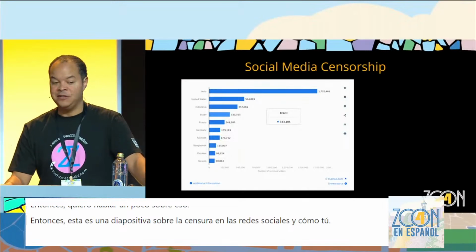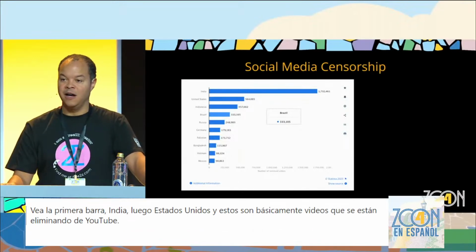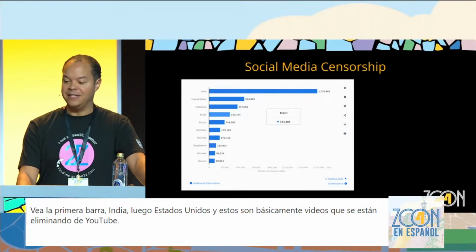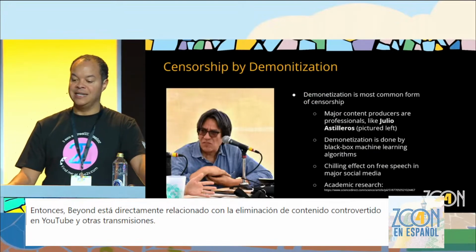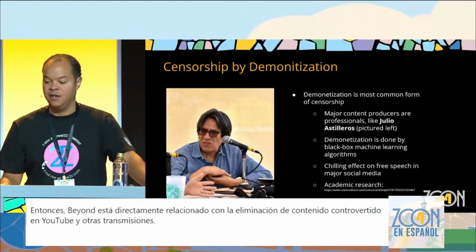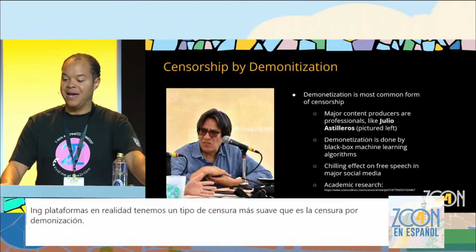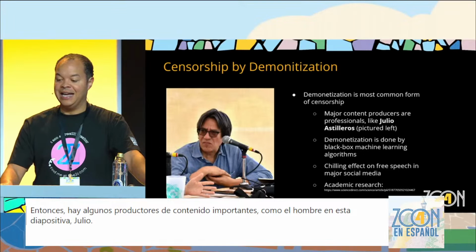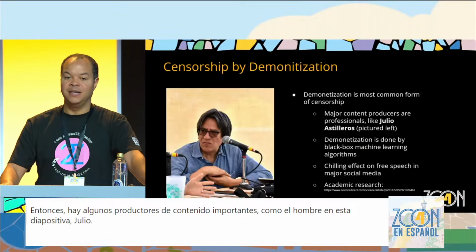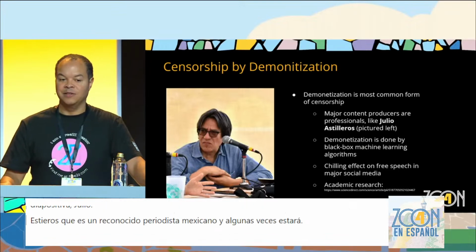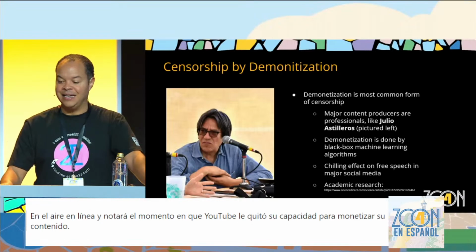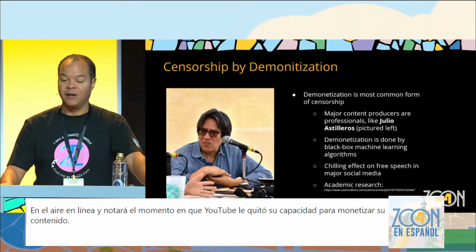So there's, beyond just the straight removal of controversial content on YouTube and other streaming platforms, also a softer type of censorship, which is censorship by demonetization. There are some major content producers, like the man on this slide, Julio Astilleros, who's a renowned Mexican journalist. Sometimes he'll be on the air, live, and he will note the moment at which YouTube has taken away his ability to monetize his content. So this is a problem for serious journalists and for all kinds of content producers.